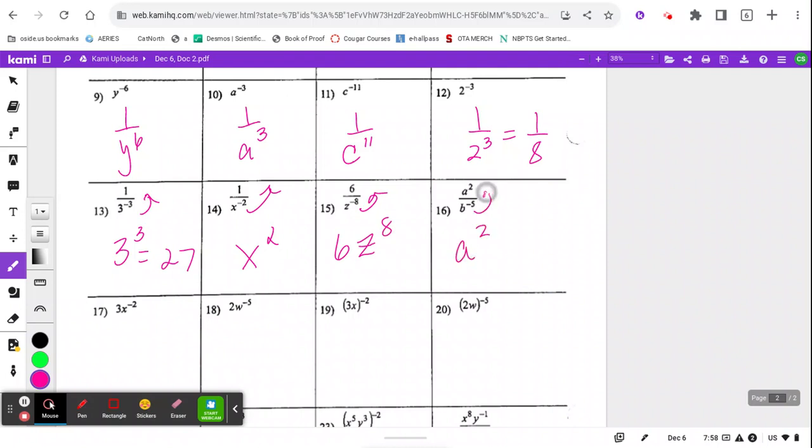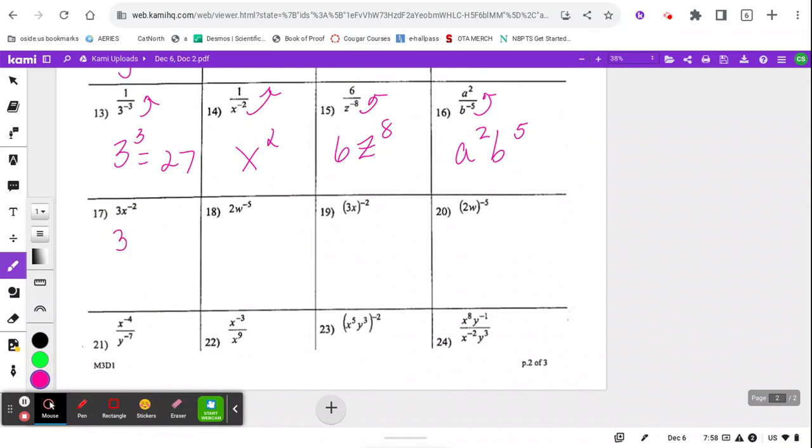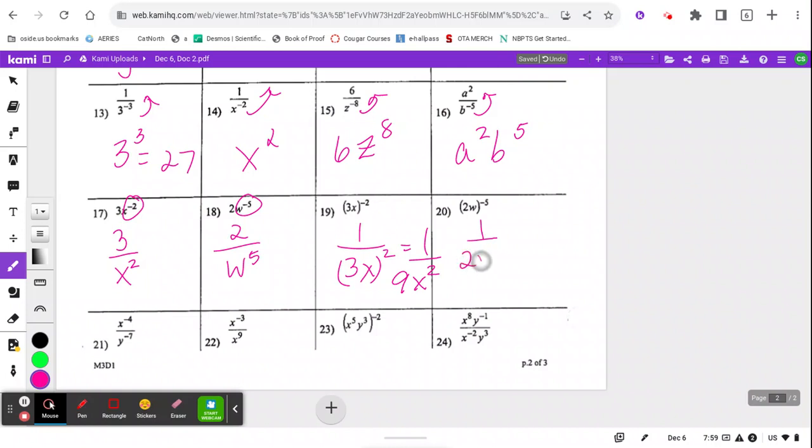A squared already on top. B to the 5th moves up to the top. 3 already on top. Just the x squared moves down. 2 already on top. Just the w 5th moves down. Whole thing moves down squared, 1 over 9x squared. Whole thing moves down to the 5th power, 1 over 32 w to the 5th.